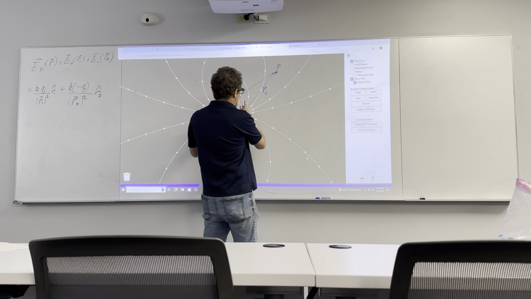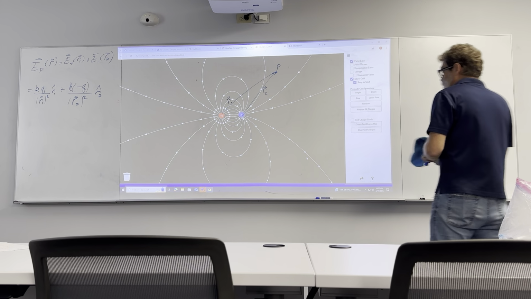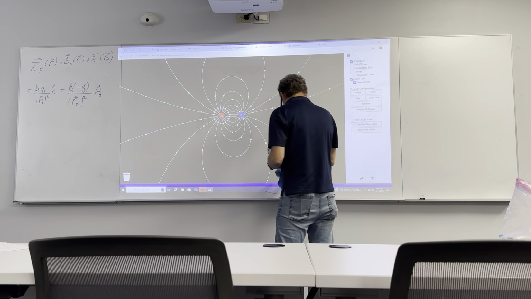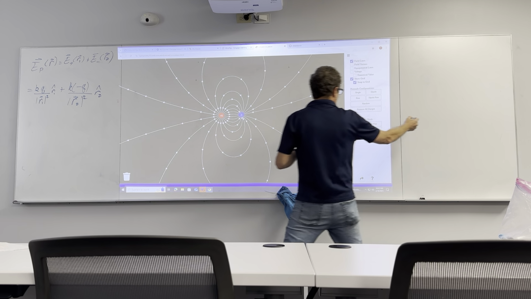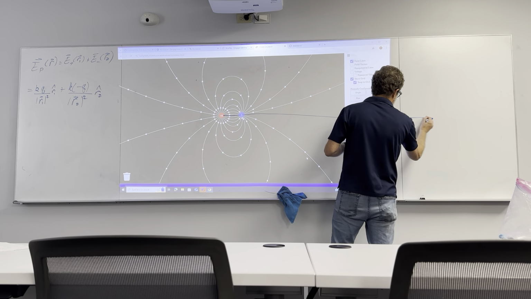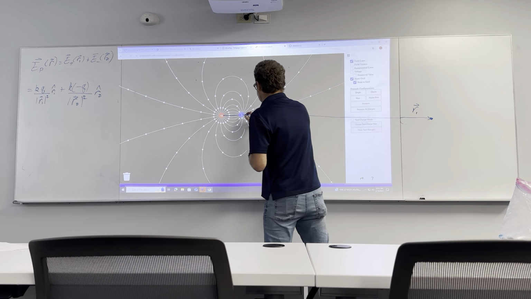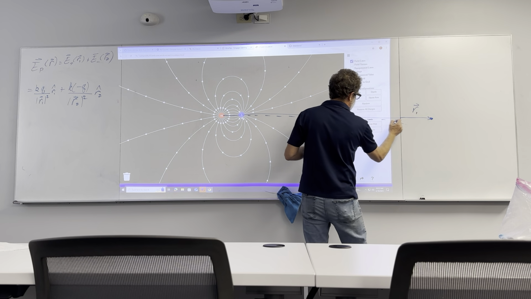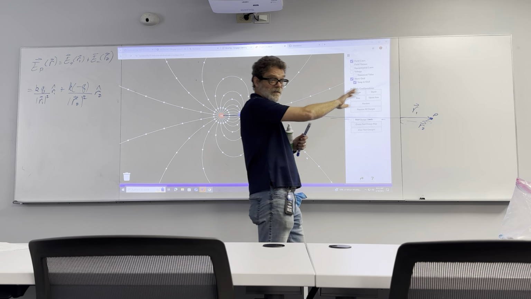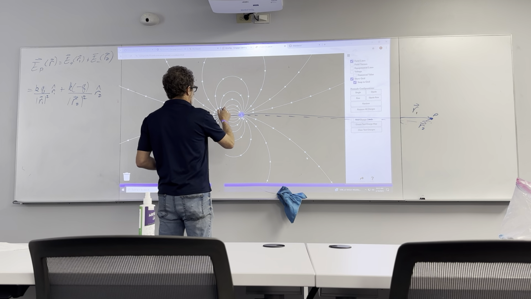To make my calculation a little easier, I wanna put the P on the x-axis and see what I get. So I'm gonna put the P way over here on the x-axis. So that's R1, and R2 is from here. I'll draw a dotted line for R2. And I'm gonna put P on the x-axis, far away from the charges. Okay? And I'll make this x equals 0.